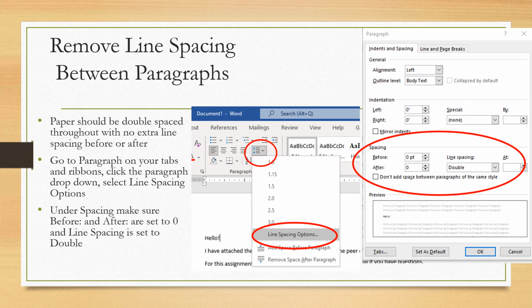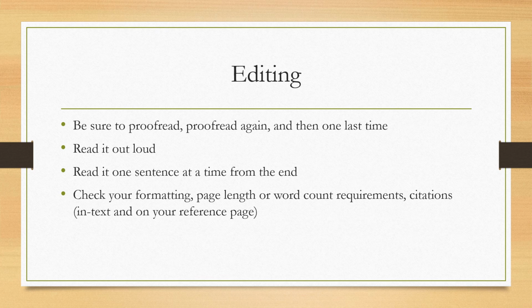So in order to fix this issue or just to make sure that you have your paper set up right, when you go to format, go into the paragraph on your line spacing, click the paragraph drop down, click line spacing options, and then you will see once that box opens, you want to make sure that under your spacing, you have a 0 before, a 0 after, and then that your line spacing is actually set to double. And this will ensure that you don't get those comments on your paper that says remove line spacing between paragraphs.